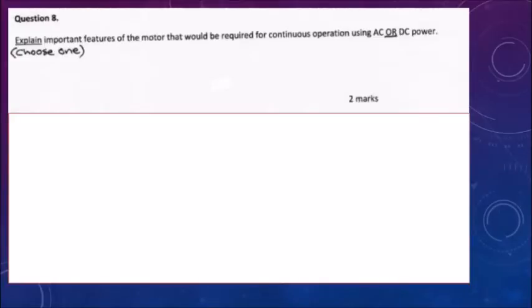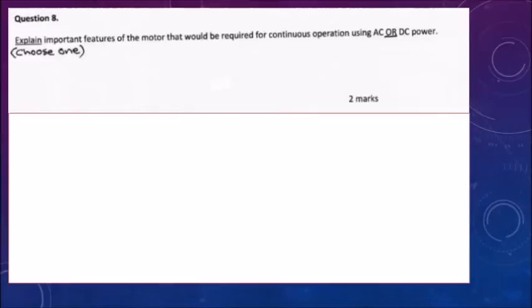Now, choose important features of the motor that would be required for continuous operation using AC or DC power. You don't need to choose one. Tell me about both, rather.